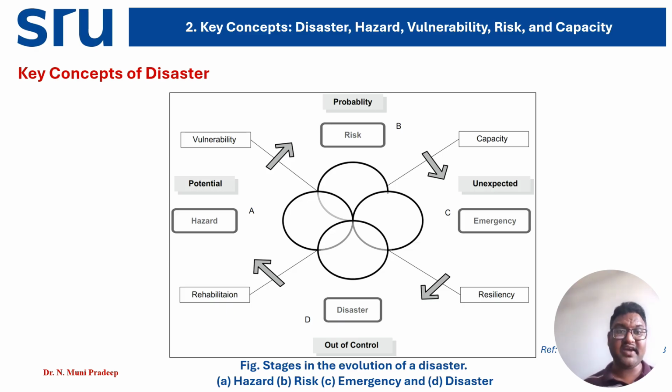And the final stage is called disaster, where the full impact has been realized. Still in stage C, there may be a worse situation, but we are still not considering it a disaster. That is an emergency. In the final stage, the full impact has been realized: widespread loss of life, destruction of infrastructure, disruption of livelihoods, and long-term social and economic damage. At this stage, the focus shifts to relief, rehabilitation, and reconstruction.